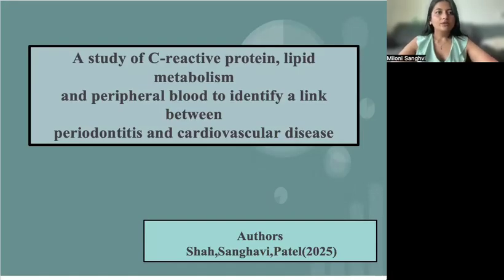Hello everyone, I'm Miloni Sanghvi, third year dental student at NYU Dental School, and I'll be representing my colleagues Dhrumi Shah and Vyoma Patel as we present a research study of C-reactive protein, lipid metabolism, and peripheral blood counts to identify a link between periodontitis and cardiovascular disease.